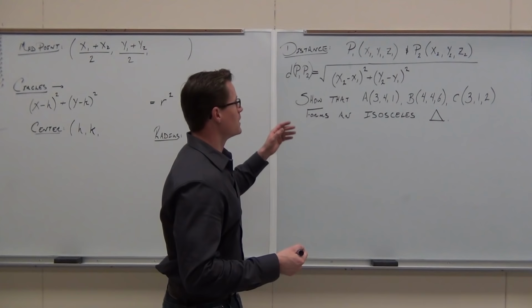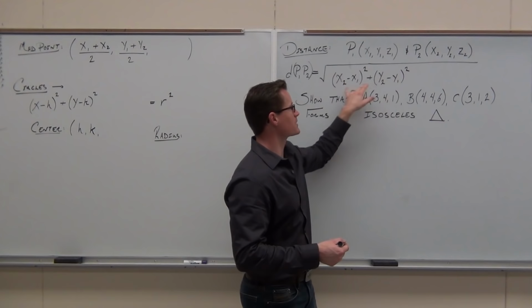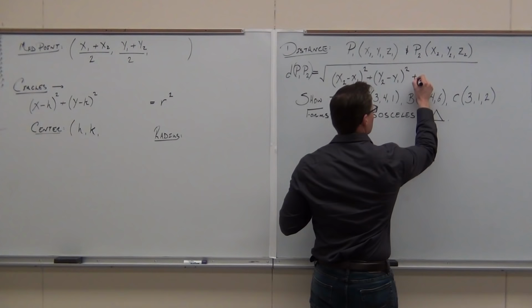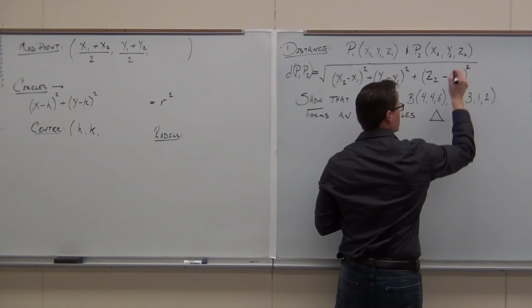If you wanted to find the distance between two points and you had a 2D system, this is the distance formula for 2D: x2 minus x1 squared, y2 minus y1 squared. It's how we found magnitude. If we want the third, it's literally just adding on the z2 minus z1 squared. That's all there is to it.